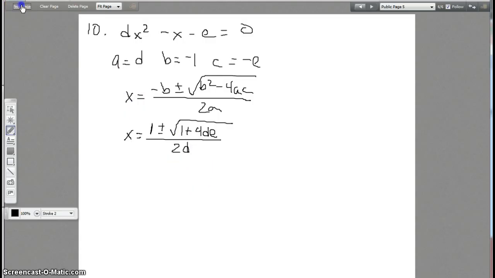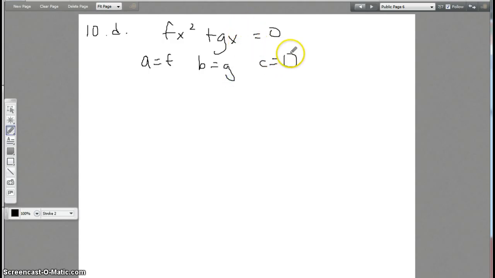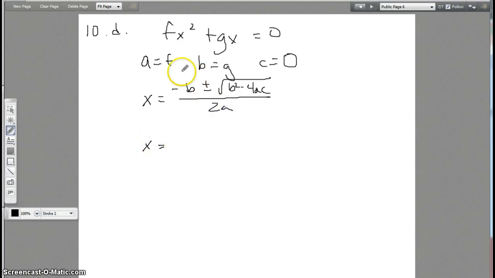Okay, let's look at number 10, part D. Number 10, part D says fx squared plus gx equals 0. This is in standard form, so our a is f, our b is g, and our c is 0 because we have no constant here. So our x is equal to -b plus or minus the square root of b squared minus 4ac, all over 2a. So let's plug in our values.